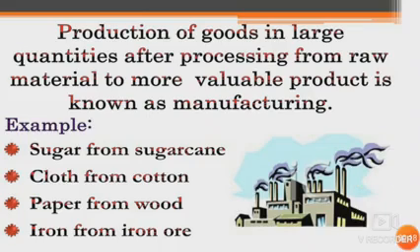First of all, students, we will try to understand what manufacturing is. The production of goods in large quantities after processing from raw material to a more valuable product is known as manufacturing. For example, sugar from sugarcane, cloth from cotton, paper from wood, iron from iron ore, and there are many more.